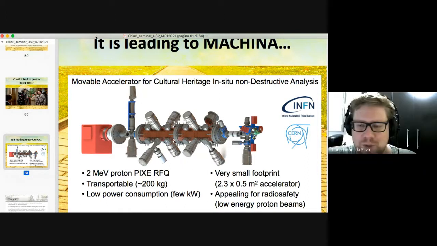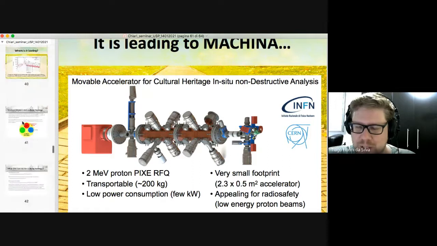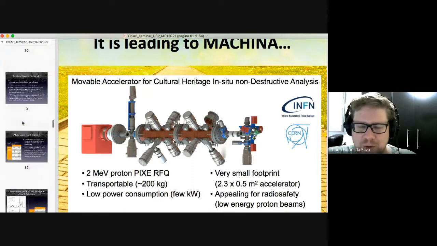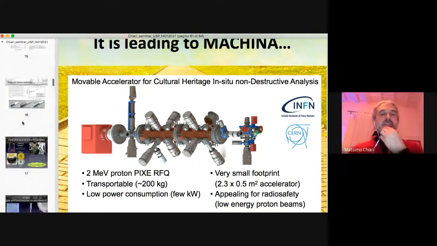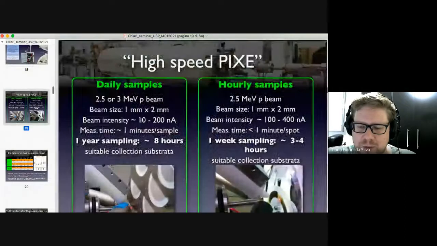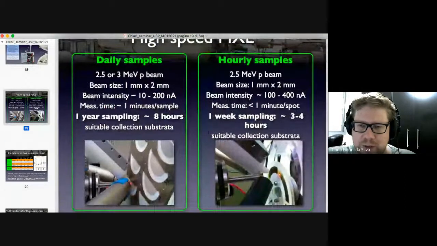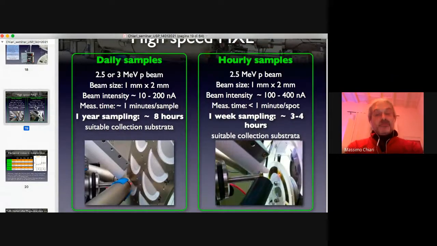I have a question about this machine as well. I've seen in another slide that in your electrostatic accelerator you can do aerosol analysis with beam currents from 10 nanoamperes to hundreds of nanoamperes. Do you believe you can achieve this level of currents with this RFQ machine? Yeah, no, that's the problem.